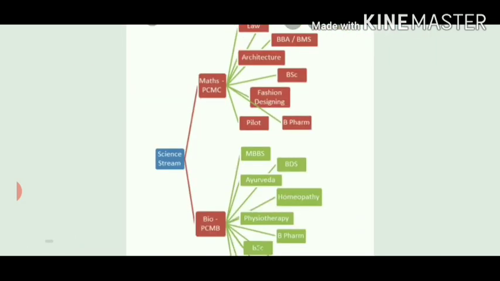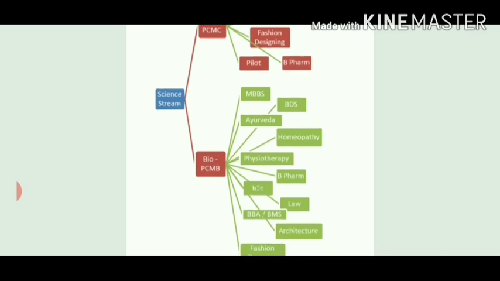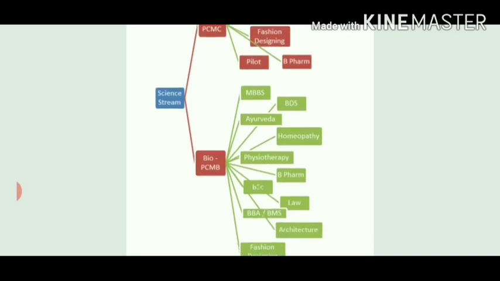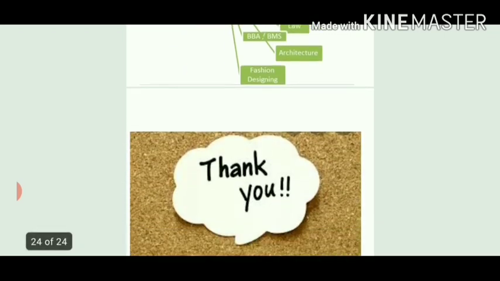If you go for the science stream, either maths or bio, they have given different options for the students who are opting for PCM or PCB, where P means physics, C means chemistry, M means maths and B means biology, right? So here they can go for number 1 MBBS, number 2 BDS dental surgeries, then Ayurveda, homeopathy, physiotherapy, B pharmacy, then normal general BSc, then they can also go for law, then BBA or BMS, architecture and fashion designing.